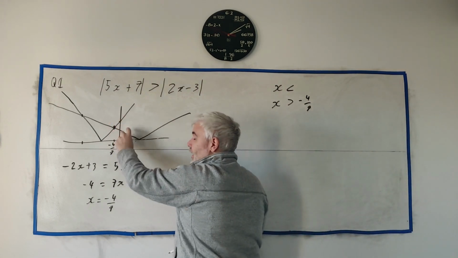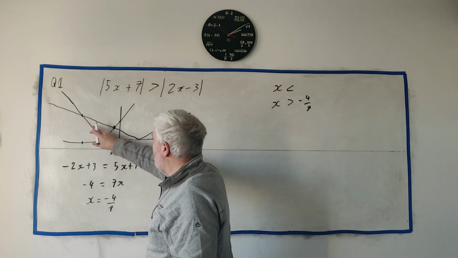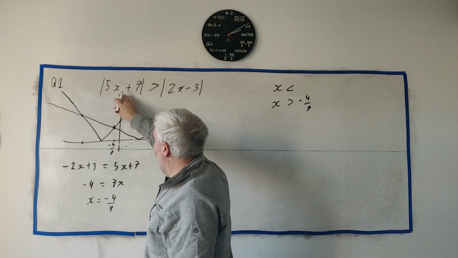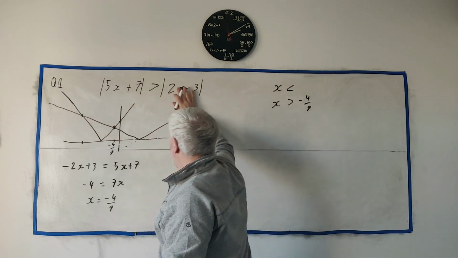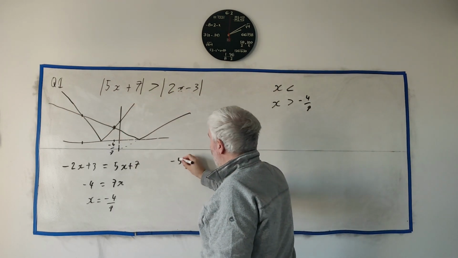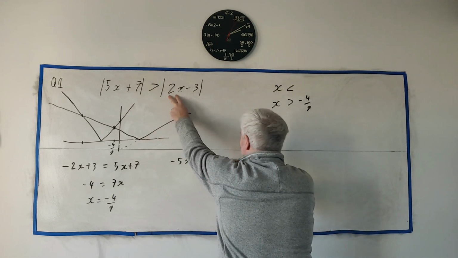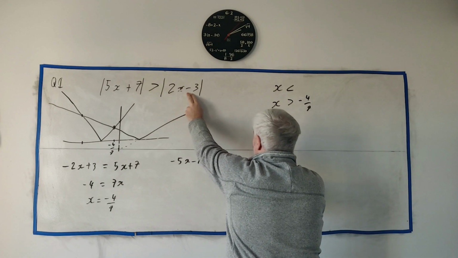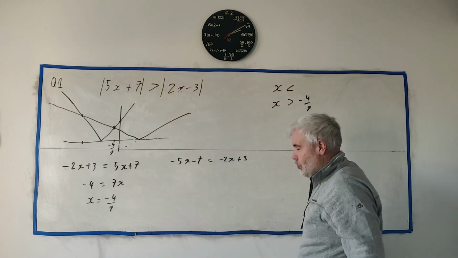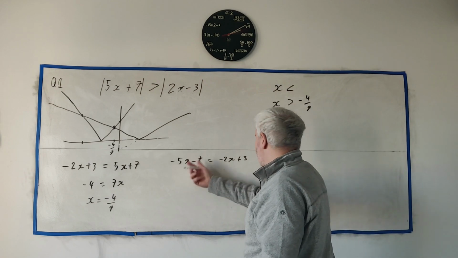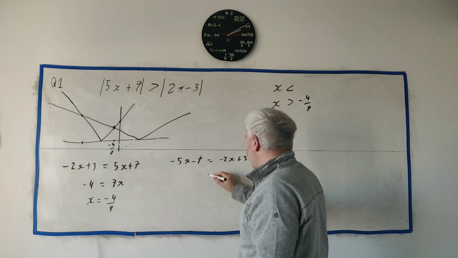That's above that. To solve these two intercepts, we want the minus side of this one and the minus side of this one. So we'll just get -5x minus 7 is equal to minus 2x minus 3. Solve for this. Let's get everyone over to the right again to keep it positive.